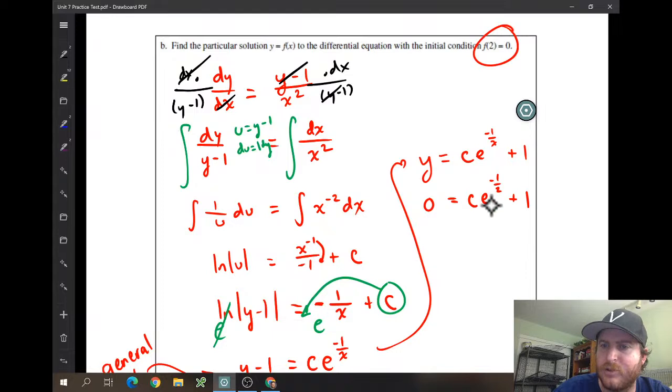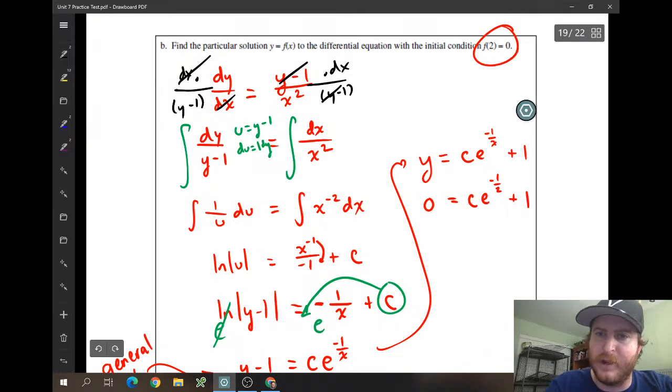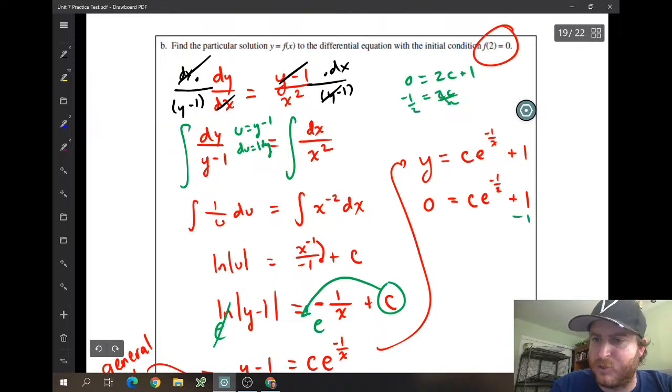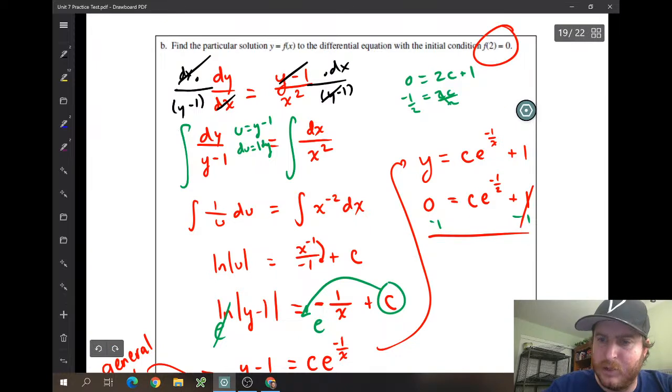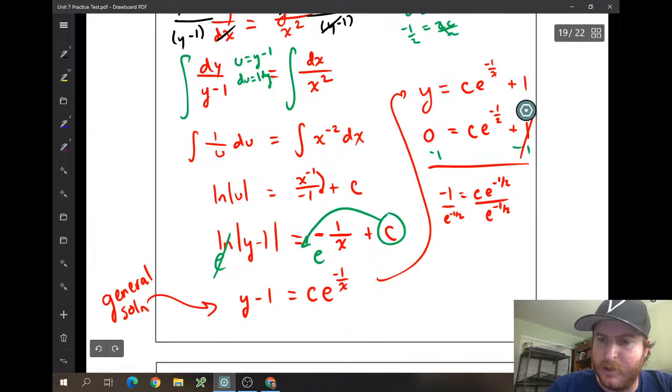I'm isolating for c. So e to the -1/2, it's like a number. It's like 2. Some students get really confused on this, but think if I had 0 equals 2c plus 1, that would be really easy. What would I do? Subtract by 1, divide by the 2. Same process here. Subtract by 1, and then we're going to divide by the e. So this gives me -1 equals c e to the -1/2, divide by e to the -1/2. And we would get negative 1 over e to the negative 1/2 equals c.